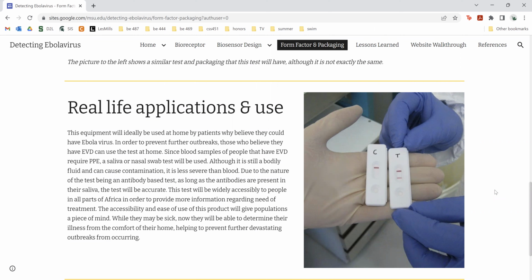The accessibility and ease of use of this product will give populations peace of mind. While they may be sick, now they will be able to determine their illness from the comfort of their home, helping to prevent further devastation and outbreaks from occurring.